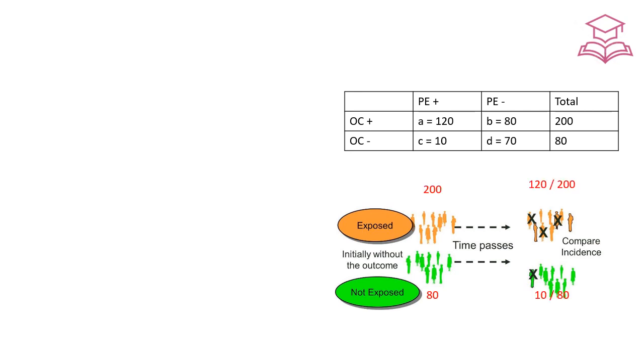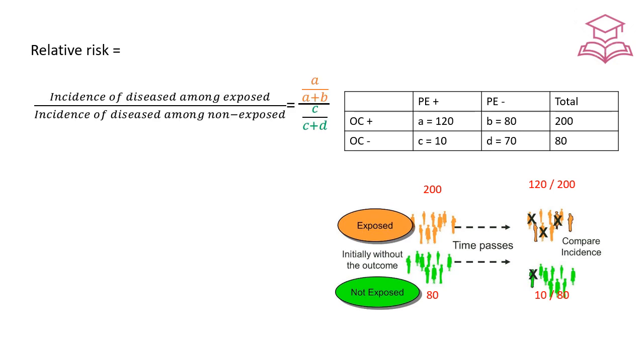200 exposed are there. 120 out of 200 has the incidence of pulmonary embolism. 80 non-exposed and 10 out of 80 is the incidence of pulmonary embolism in non-exposed. Relative risk is the incidence of disease among exposed by incidence of disease among the non-exposed, which is equal to A by A plus B by C by C plus D from the 2 into 2 table. This is equal to 120 out of 200 by 10 by 80 and we get 4.8.